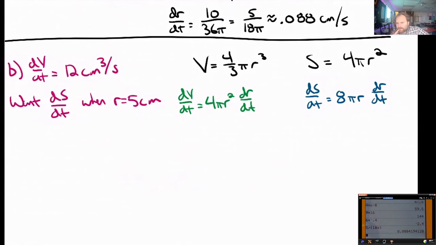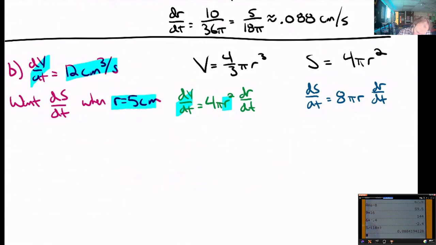Let's use the same process we used up in part A to figure out what dr/dt is, because we know that dV/dt is 12. So we can plug that in right there. And we also know that this is when the radius is 5, so we can plug that in right there. We can solve for dr/dt. Once we've done that, we can go back over to the dS/dt equation and figure that out. I think that's what we're going to do.